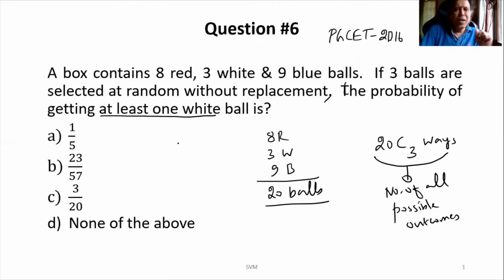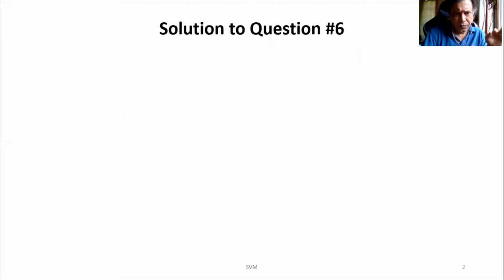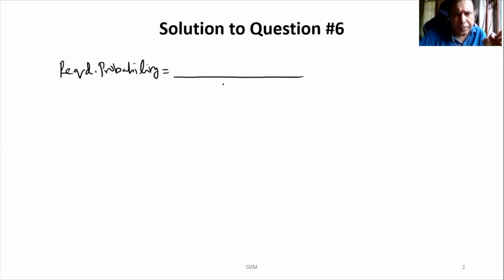But the question is the probability of getting at least one white ball. At least one means minimum one white ball. Means it can be one white ball, or 2 white balls, or even 3 white balls. Maximum it can be 3 because there are only 3 white balls. So based on this information, let us calculate the required probability. We know all possible outcomes will be the denominator, so the denominator will be 20C3.